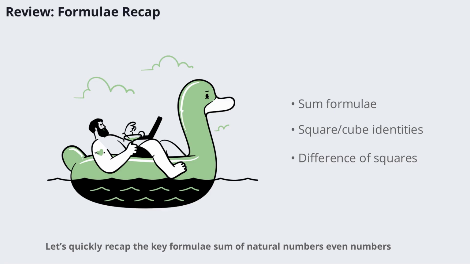Let's quickly recap the key formulae: sum of natural numbers, even numbers and odd numbers, square and cube identities, and the difference of squares. Keep these at your fingertips. They're the foundation for solving a wide range of number system questions efficiently.